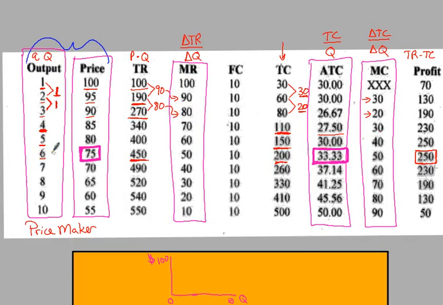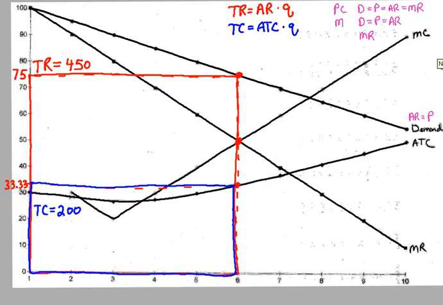If we produce at 6 units, there it is. My total revenue is going to be $450 if we produce at 6. And my total cost is going to be $200 if we're at 6 units of production. So our numbers are correct. Now what we really want to find is our profit.